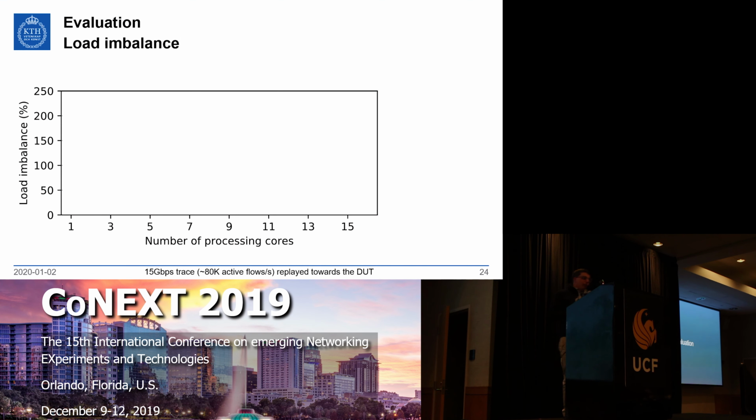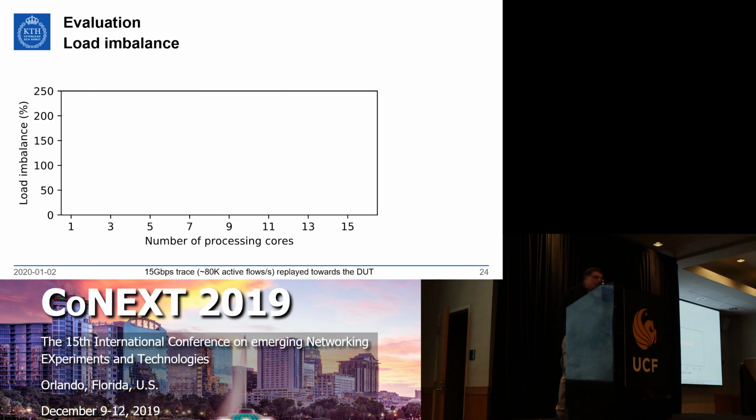Okay, it's time for some evaluation. The first metric we use is a metric of load imbalance between the cores, and we count that as the number of packets received by the most loaded queue minus the number of packets received by the least loaded queue, over the least loaded queue. Basically, a perfect load balancing solution will achieve 0% imbalance, so all cores receive exactly the same amount of packets, and 100% means that one core has received twice the amount of some other core.